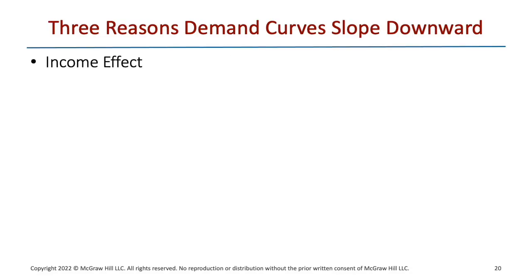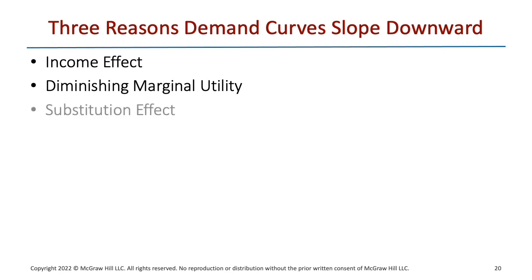Okay, so there's going to be 3 reasons why the demand curve slopes downward. Why do we have this inverse relationship? It's really what we're saying. Why do we have this inverse relationship? First up is going to be the income effect. Then we have diminishing marginal utility. And then we have what we call the substitute effect.